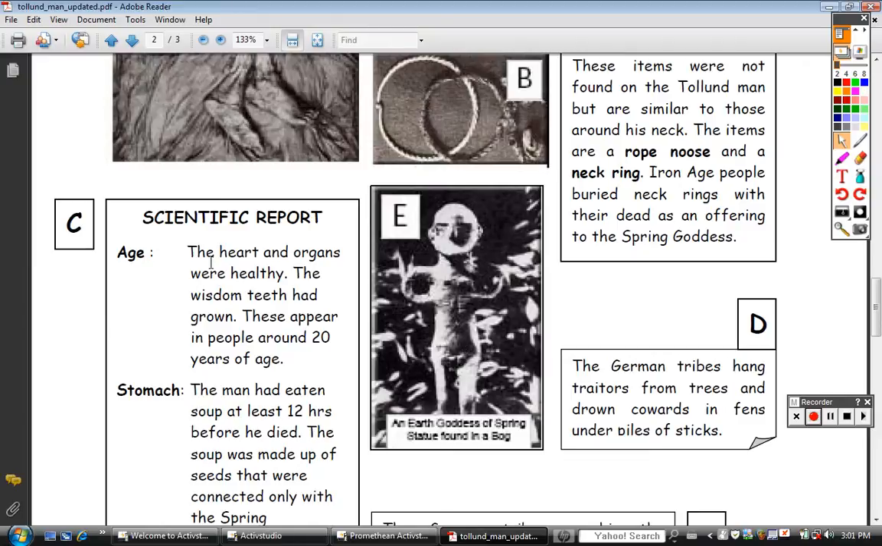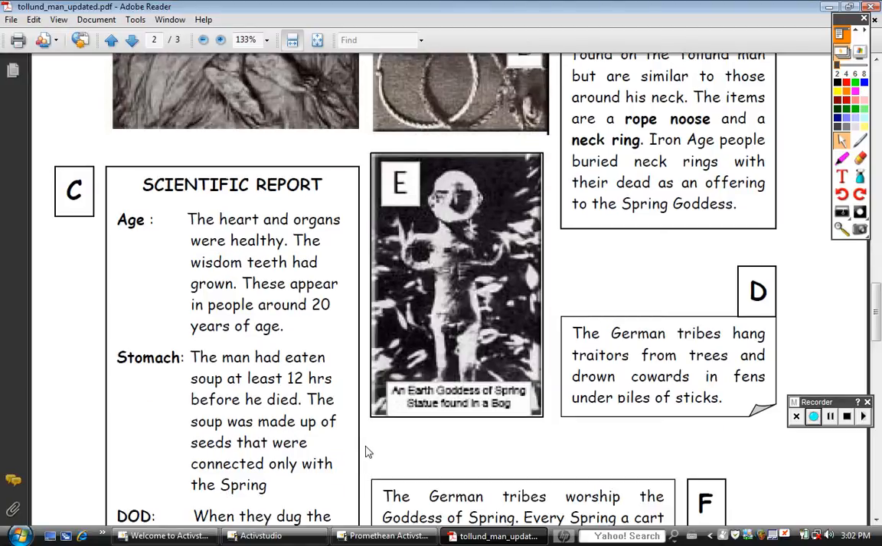continuing on, follow the C. Certainly scientists today can do far more than they've done in the past. We have the medical technology and all kinds of chemicals that we can use to decipher how old something is. In the scientific reports, it's noted that this particular individual's heart and lungs were healthy. His wisdom teeth had grown in, and wisdom teeth generally appear in people at roughly around 20 years of age.